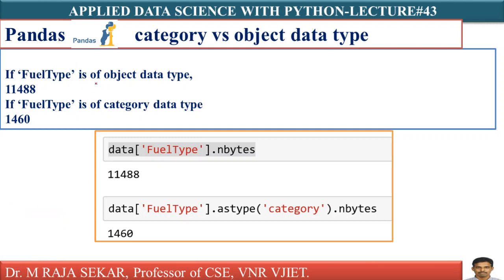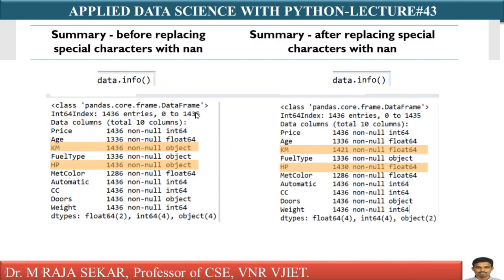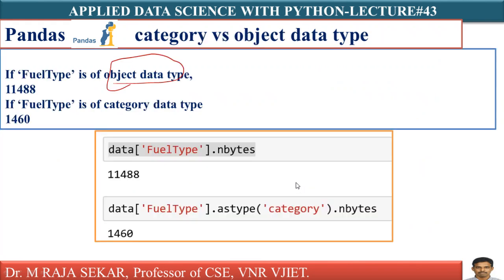Just see, fuel type is object data type. Just go back and check what the data type of fuel type is. Just see here, where is my fuel type? Fuel type is object data type. Just check here, isn't it? This fuel type is originally object data type. Now, if you check how many bytes it consumes, as we just discussed, data means data frame name, fuel type is column name, nbytes will return the number of bytes consumed by this fuel type column. How many bytes are we getting? 11,488, isn't it?